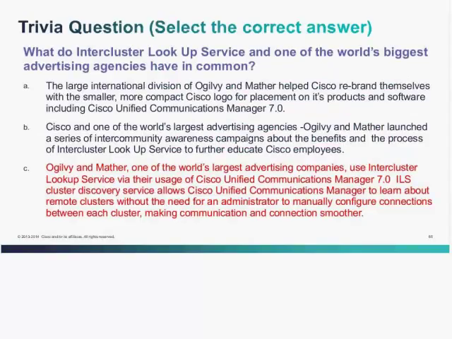Okay, so it's now time to answer the trivia question that we asked. What do Intercluster Lookup Service and one of the world's biggest advertising agencies have in common? I see 50% of the attendees got it correct. Yes, the option is C. Ogilvy and Mather, one of the world's largest advertising companies, uses Intercluster Lookup Service via their usage of Cisco Unified Communications Manager 7 ILS.